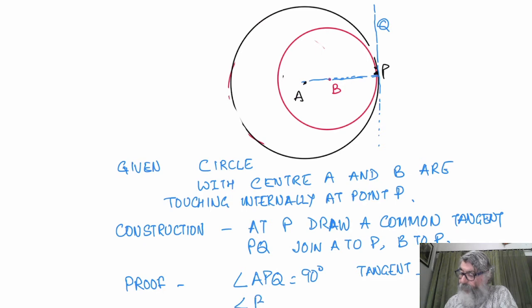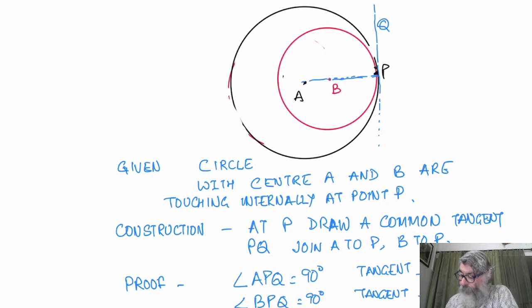Similarly, I will say BPQ is 90 degree, tangent perpendicular to radius. AP is radius, which is perpendicular to the common tangent PQ. BP is also radius of the smaller circle, and obviously it is going to be perpendicular to the common tangent PQ.